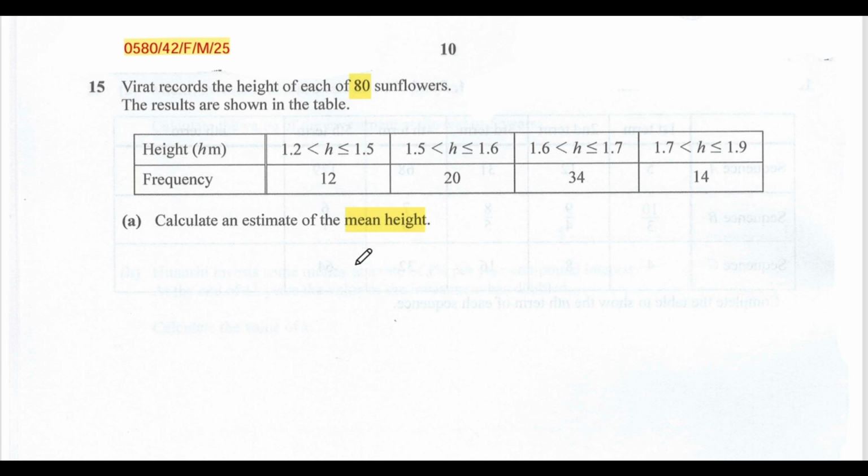Now for the mean height, the formula that we have is summation of fx divided by summation of frequency. f is the frequency and x is the middle value of all the classes we have. So let me just calculate the middle values for all of the classes. To get the middle values, you can add the lower class limit and upper class limit and divide that by 2. So 1.2 plus 1.5 divided by 2 will give me the middle value, which is 1.35.